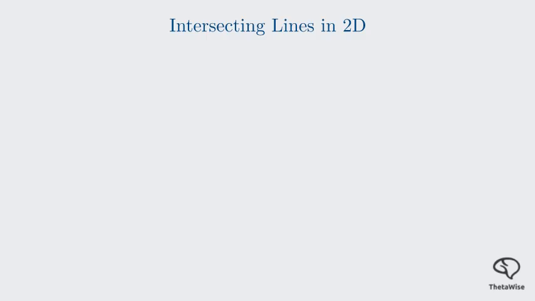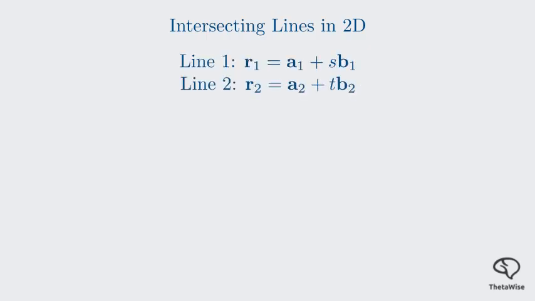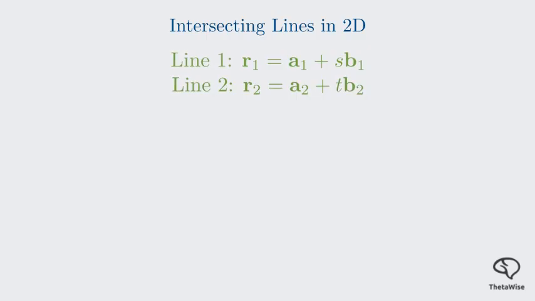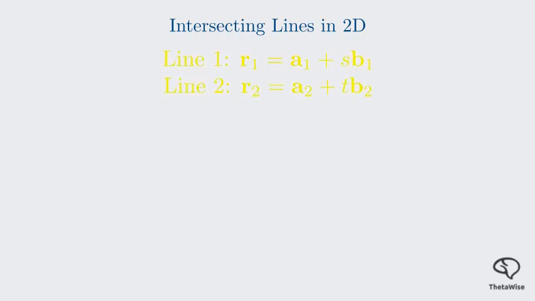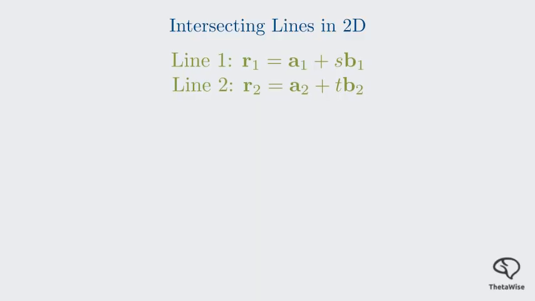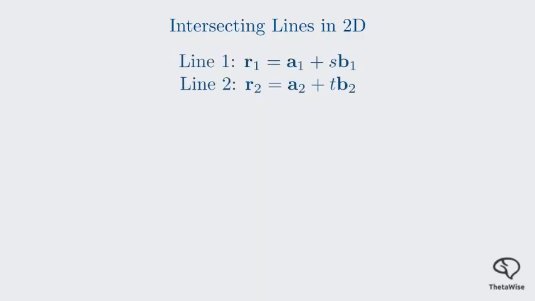The general strategy is to set the 2 line equations equal to each other. This is possible because at the intersection point, any point on the first line is the same as the point on the second line. Let's say we have 2 lines, L1 and L2, each with its own starting point and direction vector. We are looking for a point that lies on both lines. The key detail here is that we must use a different parameter for each line. I'll use s for the first line and t for the second. This is because the intersection point could be reached at a different parameter value on each line.